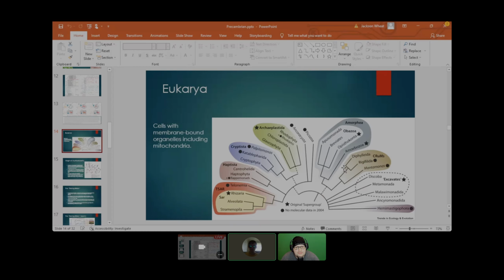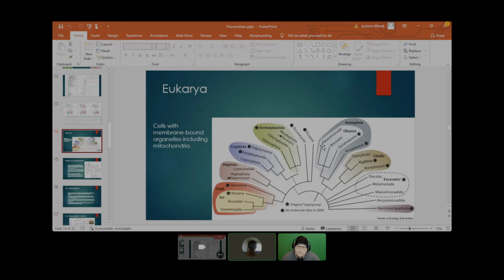Amorphea is our other big group. Again, in that group, it splits two ways. You have Amoebozoa on one side. Those are your true amoebas. There are lots of amoeboid eukaryotes. Your true amoebas, like our lovely brain-eating amoeba, and Amoeba proteus, all those guys, that's in this group, Amoebozoa. So they're more closely related to us than they are to plants and other things.